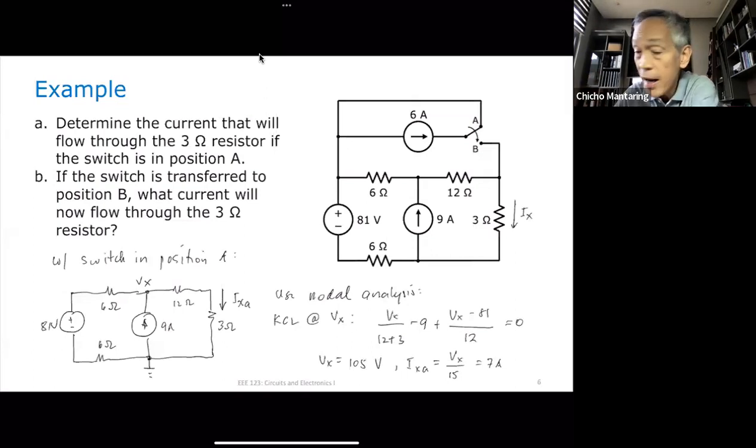What happens now when I move the switch from A to B? I'm going to have a third independent source that will contribute to the current in the 3 ohm resistor. However, I already know what the contribution of these two are. So to determine the total current flowing through the 3 ohm resistor, I just need the contribution of the 6 ampere source. So now I want to consider the 6 ampere source acting alone.